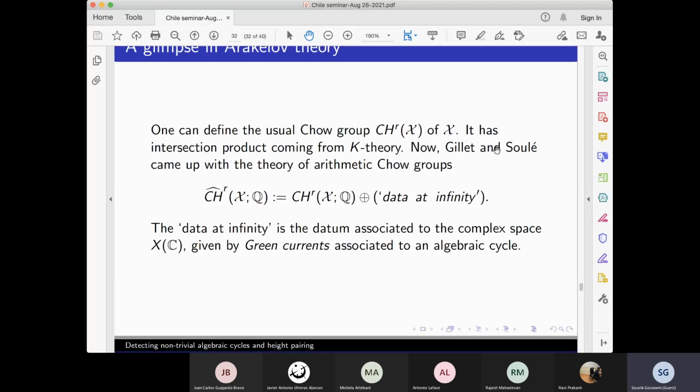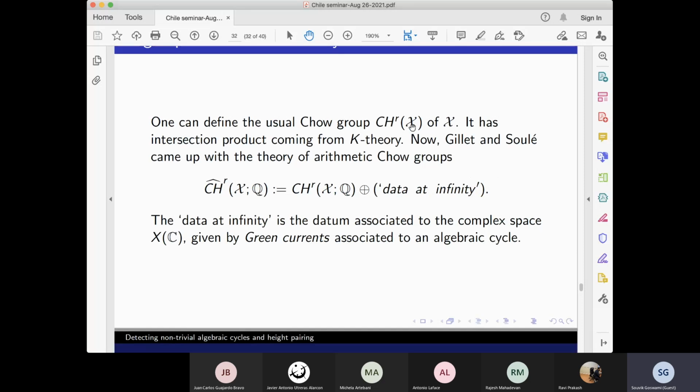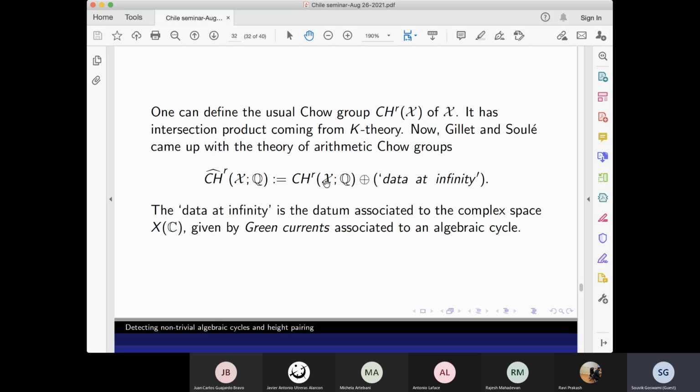So there is a theory of Chow groups of those schemes. And then what Gillet and Soulé did was to attach data at infinity to the Chow group in some sense. The data at infinity is the data associated to the complex space of X. They are given by Green currents associated to an algebraic cycle. So the algebraic cycles of the scheme, together with this data at infinity, form the so-called arithmetic Chow groups.